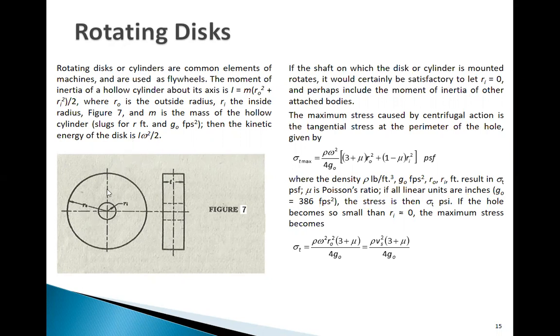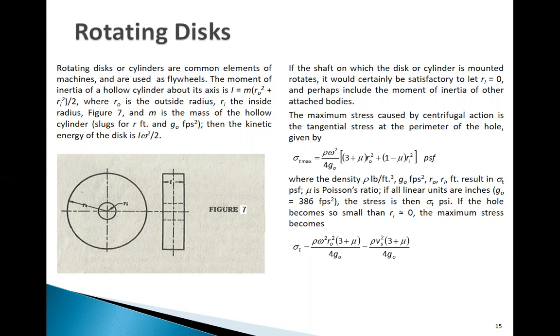So figure 7, where M is the mass in slugs for R in feet and g sub O is in feet per second squared. Then kinetic energy of the disk is I omega squared over 2. Now if the shaft on which the disk or cylinder is mounted rotates, it would certainly be satisfactory to get R sub I equal to 0 and perhaps include the moment of inertia of other attached bodies. Yung may diameter or radius na R sub I na ang isang bodies.